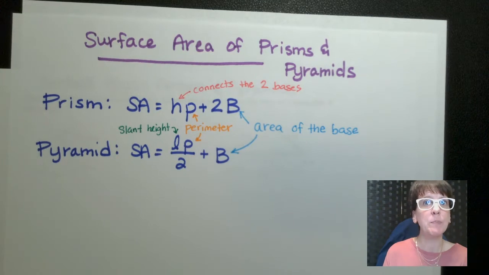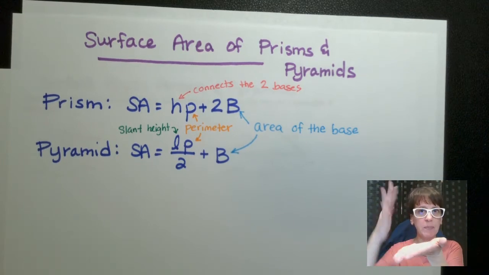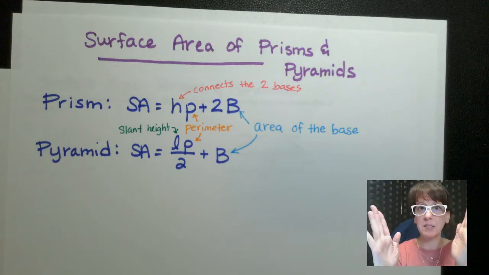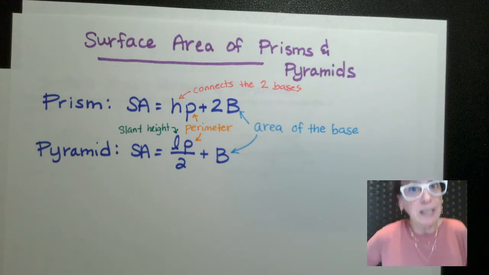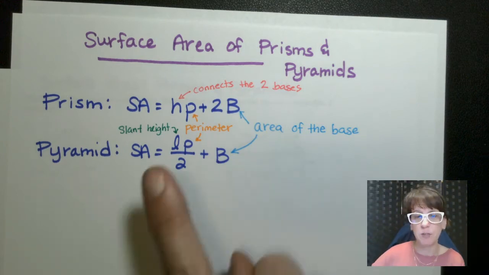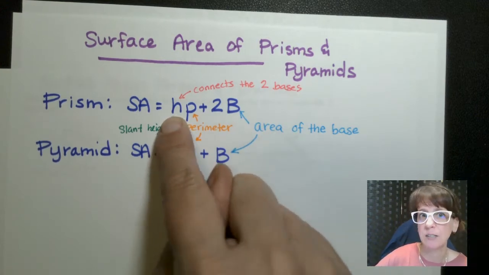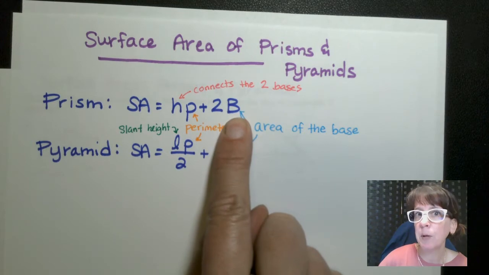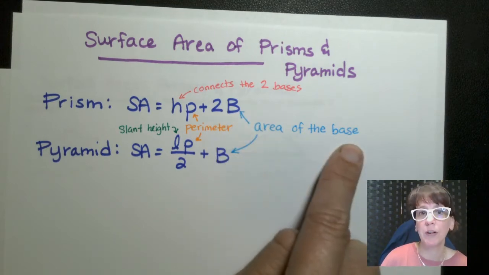Remember I said before, your base isn't always on the bottom, it can be on the sides. So your height isn't always going up and down. Sometimes it's connecting this way. So you have to be really careful. Otherwise, you're going to use the wrong height. So this is the height of your actual 3D figure connecting the 2 bases. This is your perimeter. This is 2. And when we use a capital B here, we mean the area of the base.